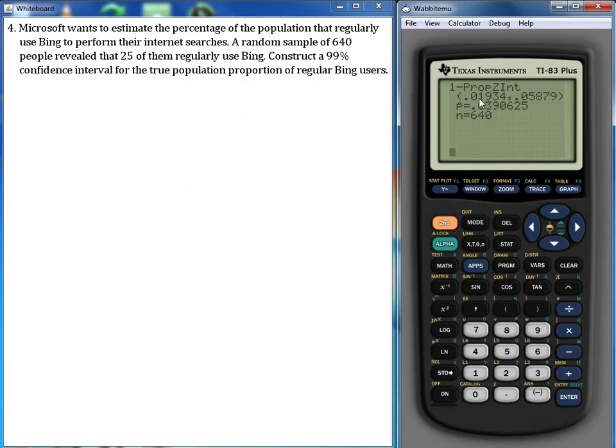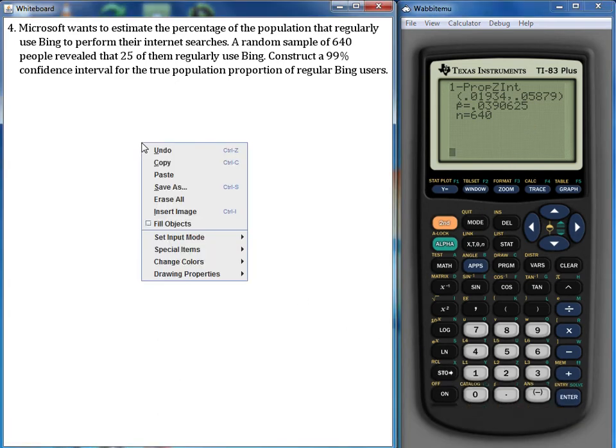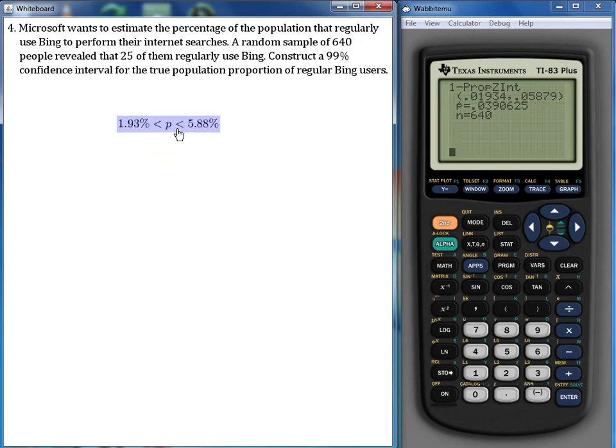Okay, so that would mean basically 0.0193 or 1.93%, and 0.0588, which is 5.88%. So that'll look like this. So we are 99% certain that the population proportion of people who use Bing regularly is between 1.93% of the population and 5.88% of the population.